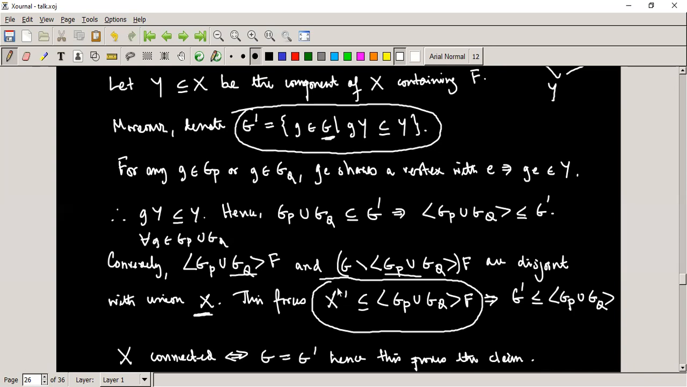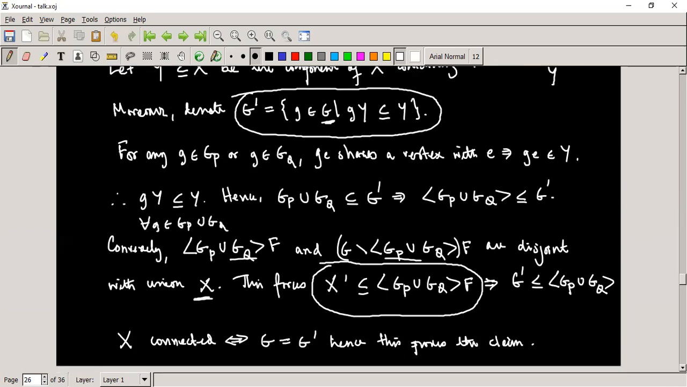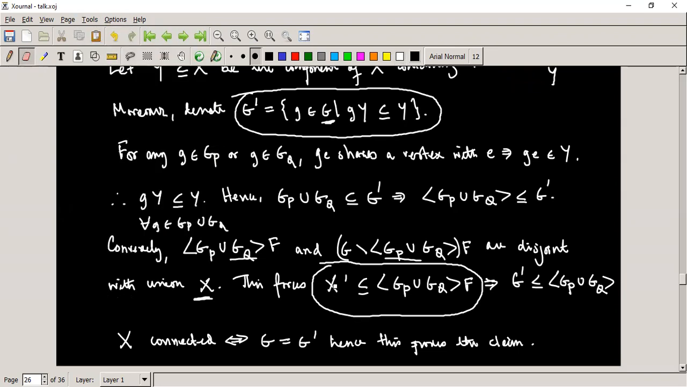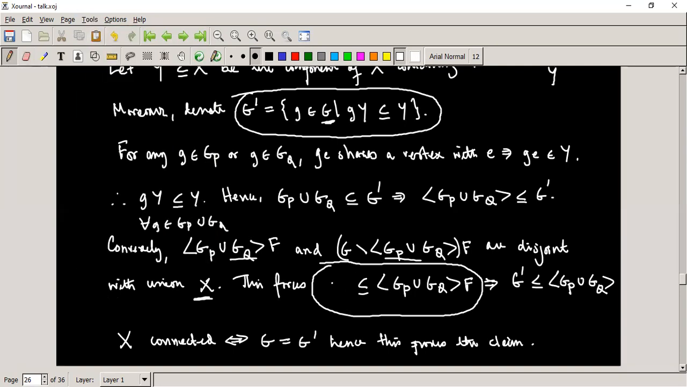Sorry, what's X prime? Let me go back. Oh yeah, I didn't define X prime. One second. What I mean here is Y. Yeah, that's what I mean. Y is contained in the orbit of F under G_P union G_Q. That's why I can conclude that G prime is a subgroup of the group generated by G_P union G_Q.